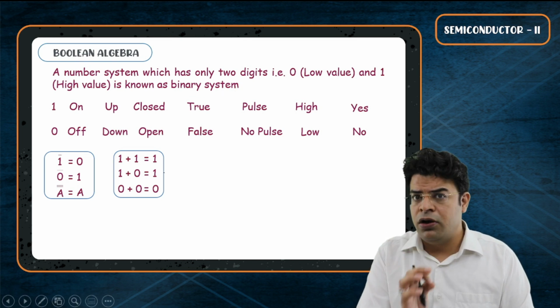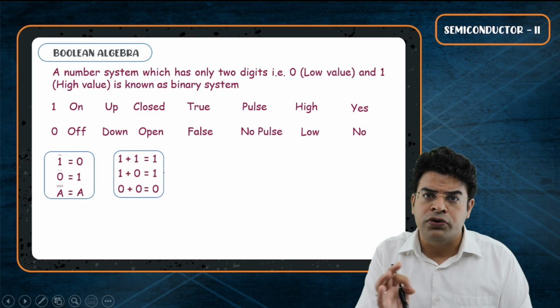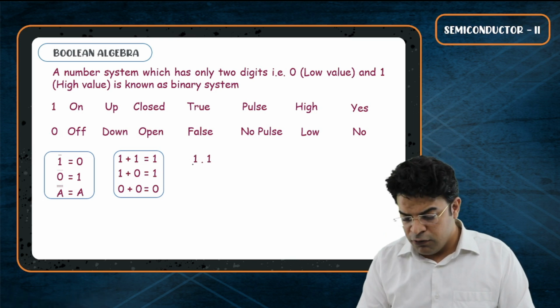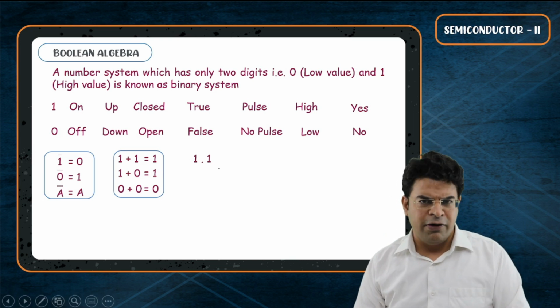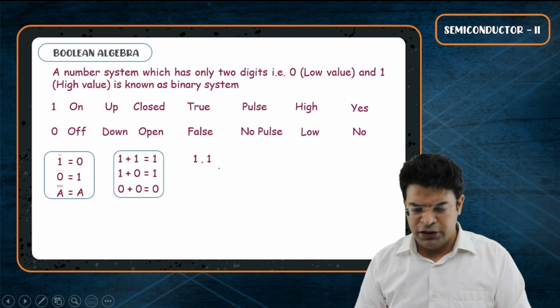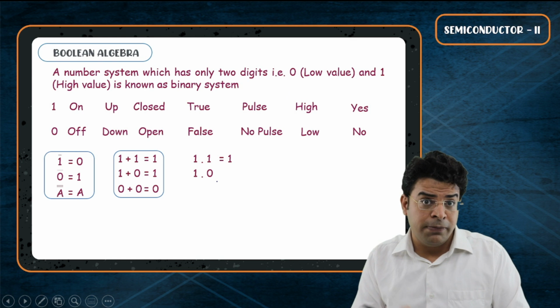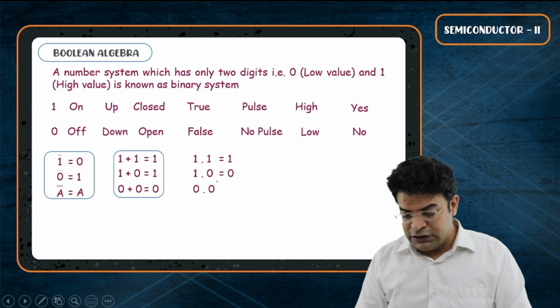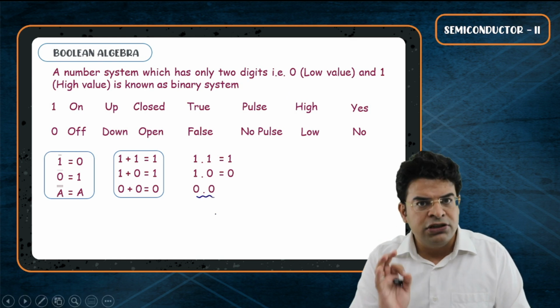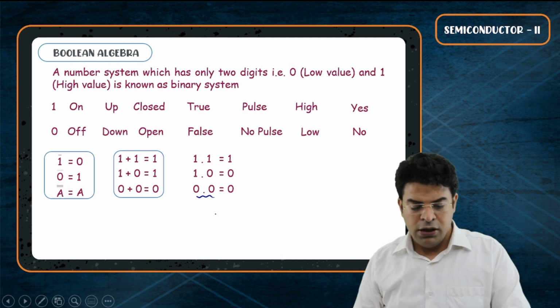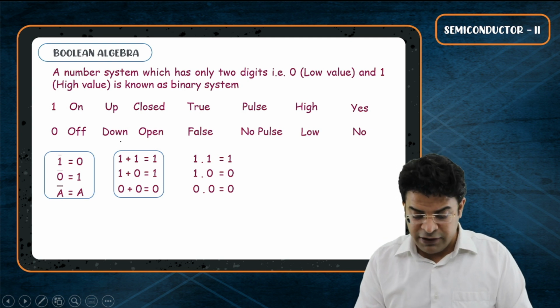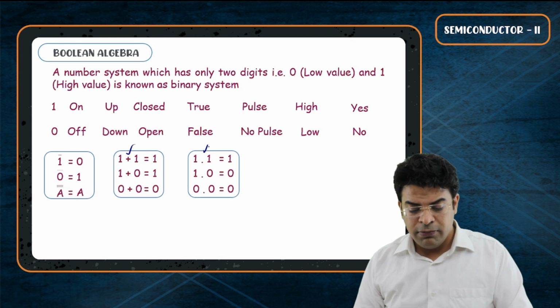Now, what are the outputs if we do dot? What is 1 dot 1? What is 1 multiplied by 1? From your basic maths, 1 multiplied by 1 is 1. What is 1 multiplied by 0? From basic maths, 1 multiplied by 0 is 0. What is 0 multiplied by 0? From basic maths, 0 multiplied by 0 is 0. We will learn that there is some significance of this plus and this dot, but we will talk about that later.